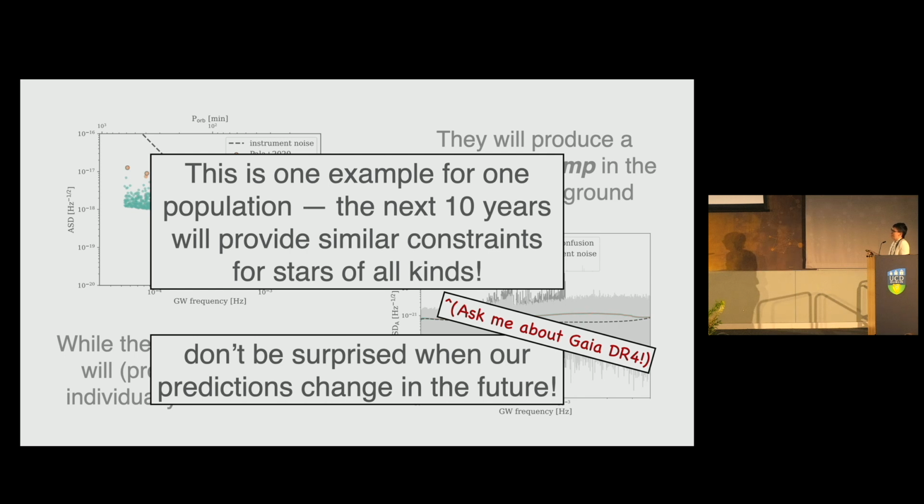Gaia DR4 is coming out not before the end of 2025, but definitely before LISA flies. Gaia DR4 is going to tell us literally about millions and millions of binaries in our galaxy. So everything that we know is going to be updated.